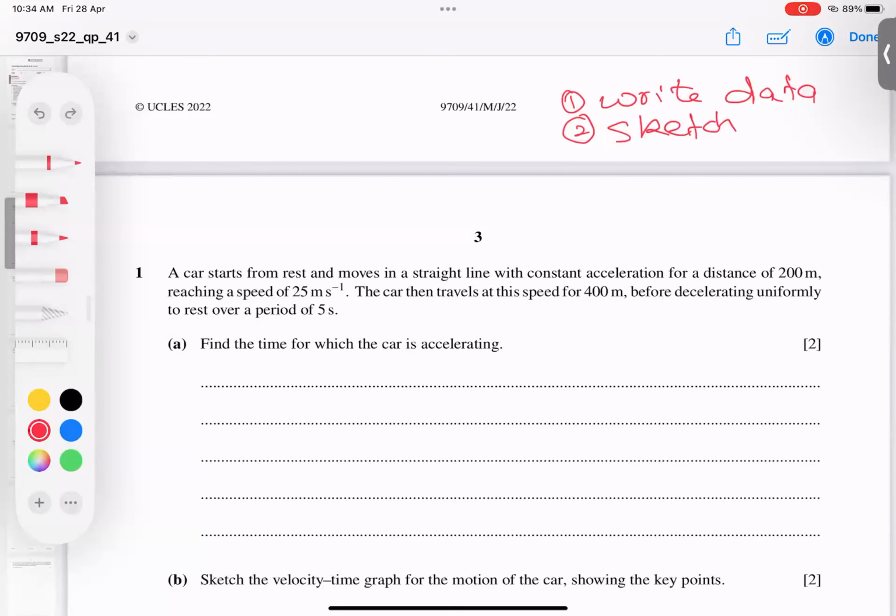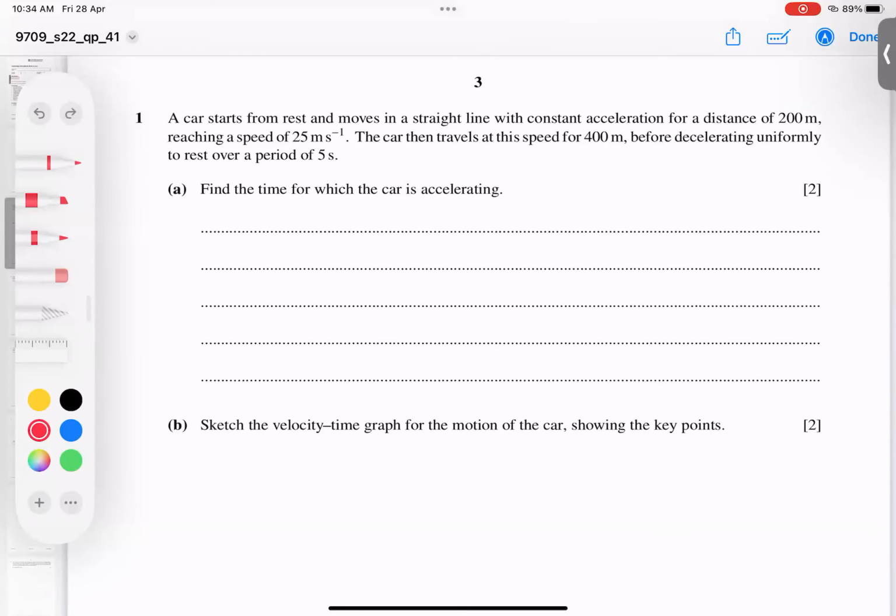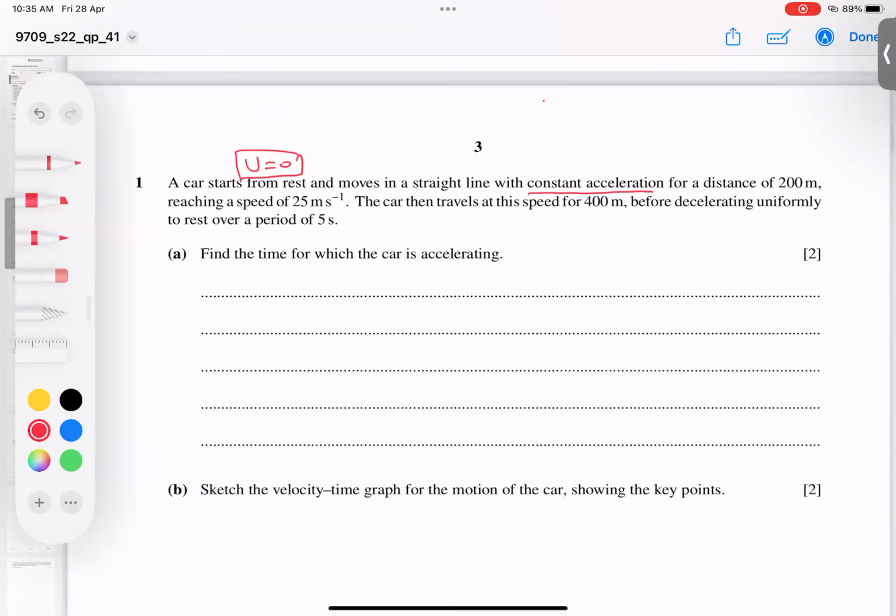Okay, get ready now. The car starts from rest, so look, I wrote u equals 0. This is called writing data. And it moves in a straight line with constant acceleration. Whenever constant acceleration is mentioned, we can use the equations of motion: v equals u plus at, s equals ut plus half at squared, and 2as equals v squared minus u squared.